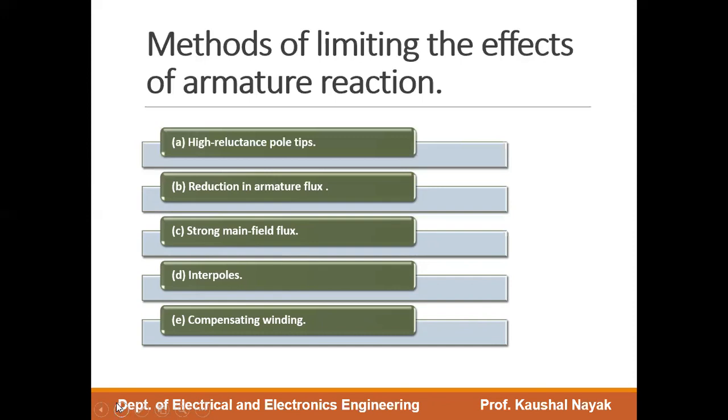Compensating winding. The effect of armature reaction under the pole shoes can be limited by using compensating winding. This winding is embedded in slots cut in the pole faces of the DC machine. This is the best but the most expensive method.